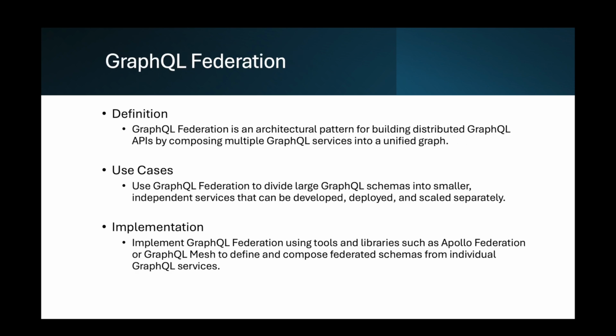Let's look at GraphQL Federation. GraphQL Federation is an architectural pattern for building distributed GraphQL APIs by composing multiple GraphQL services into a unified graph. Use cases include: use GraphQL Federation to divide large GraphQL schemas into smaller independent services that can be developed, deployed, and scaled separately. Implementation for this is: implement GraphQL Federation using tools and libraries such as Apollo Federation or GraphQL Mesh to define and compose federated schemas from individual GraphQL services.